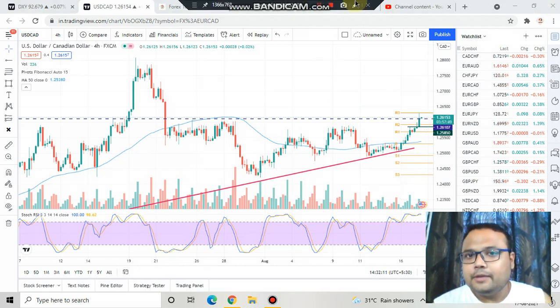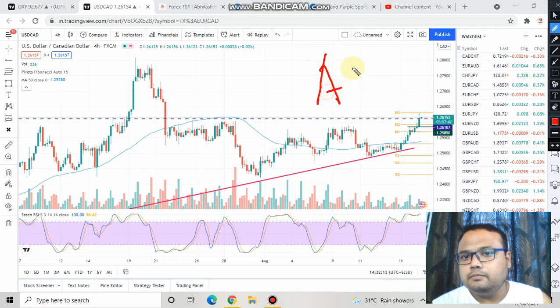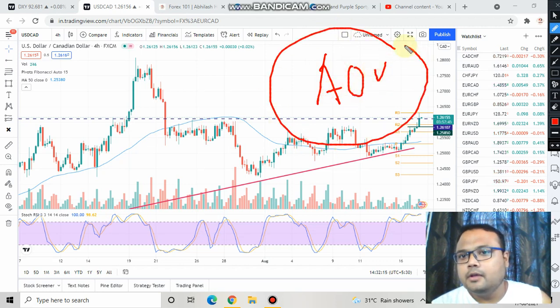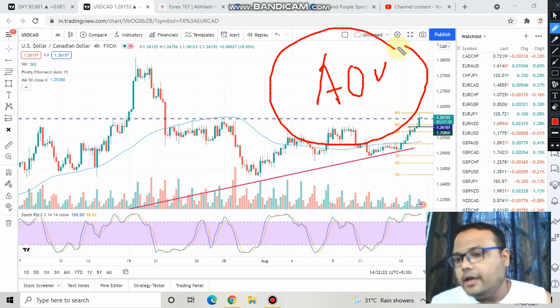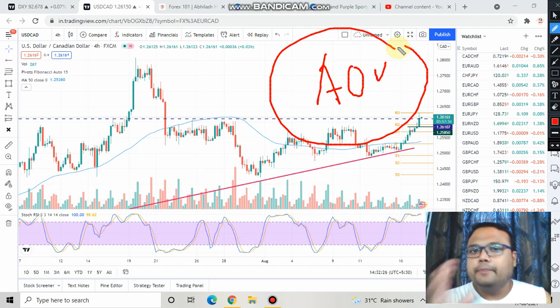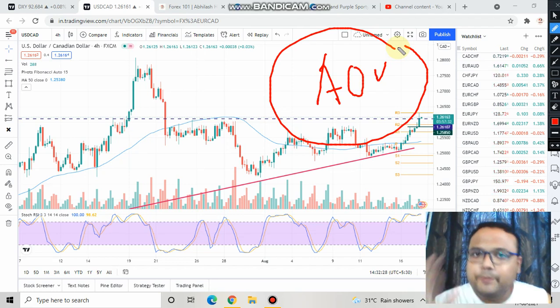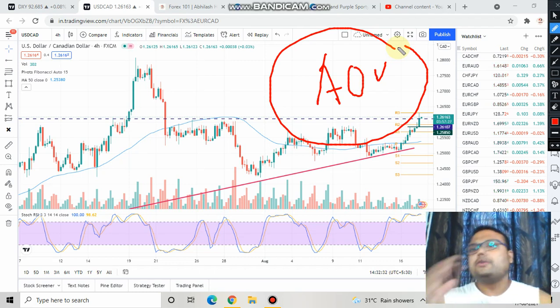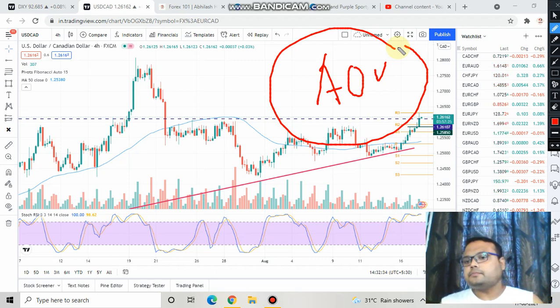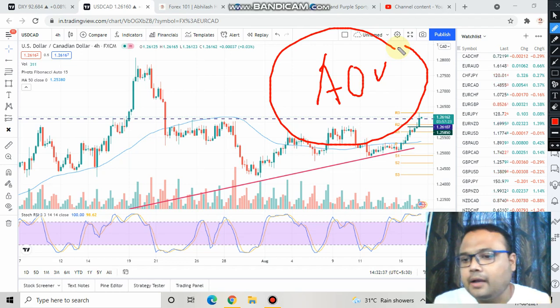And the next important point is area of value. What is area of value? I have been speaking about area of value in hundreds and hundreds of videos. Area of value is nothing but the best trading opportunity or the best trading spot. In an uptrend market, the best trading opportunity is always near the support because our risk to reward ratio matches. And in a downtrend market, the best trading opportunity, or the area of value, is always near the resistance.